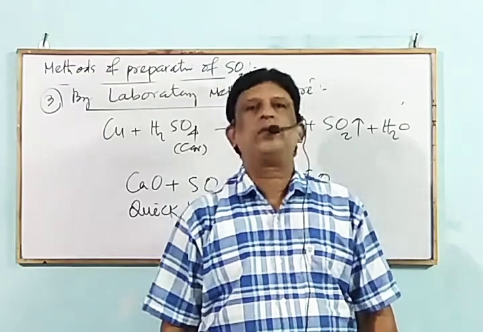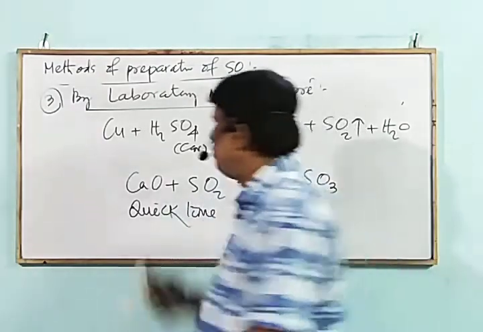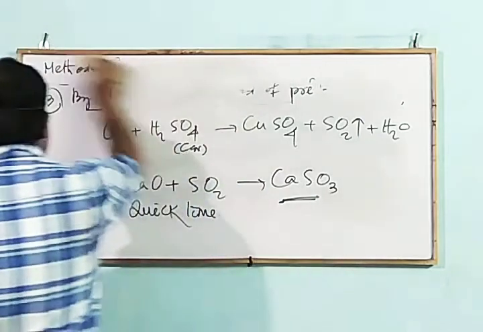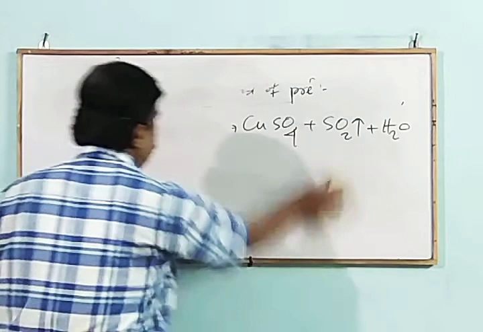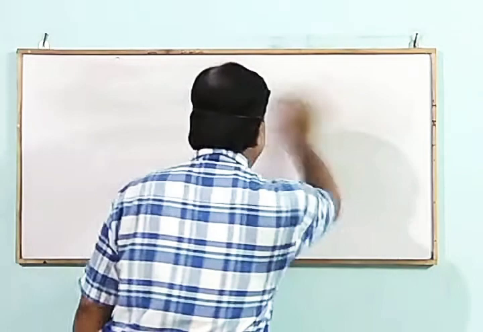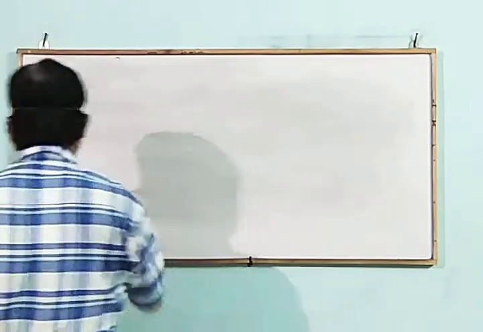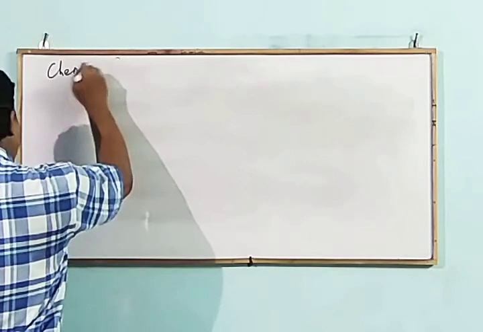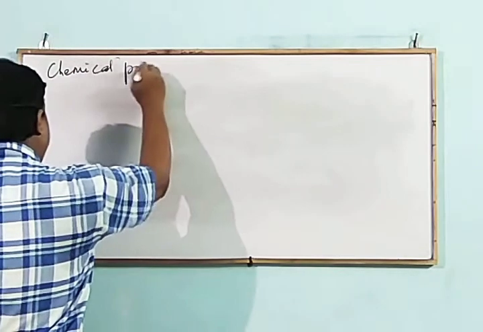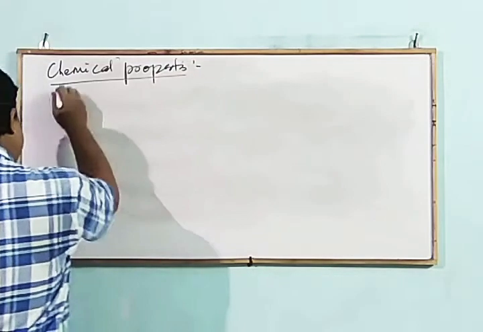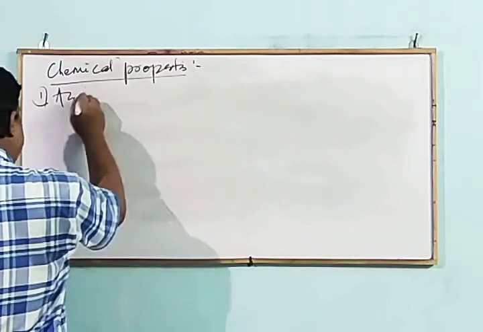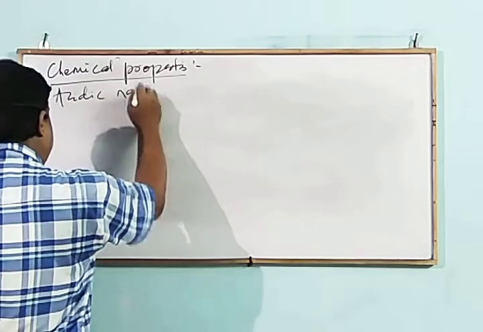Next, switch over to the chemical properties of sulfur dioxide. First one is acidic nature.